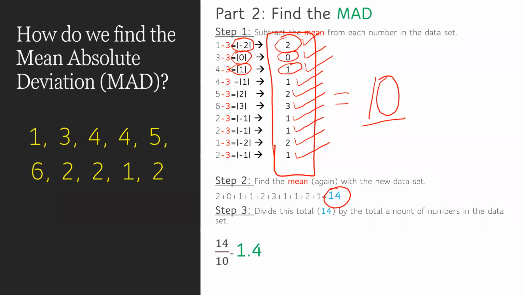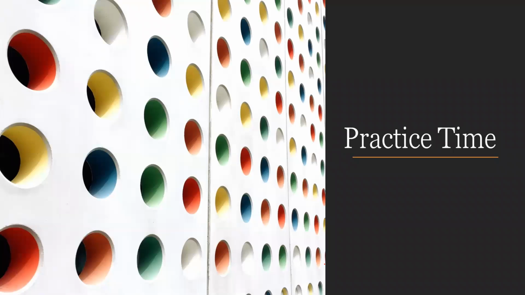And in this case, how many numbers do we have in the data set? 10. So now when I divide my total, I have 14, which again I found in step number 2, divided by 10, the number of numbers in the data set, and my mean absolute deviation, better known as my MAD, is 1.4. Pretty simple, right?